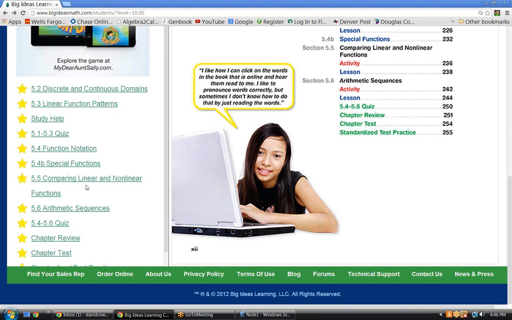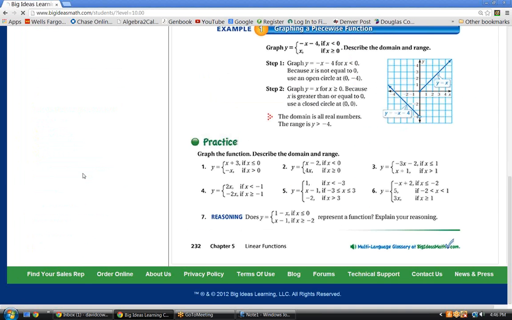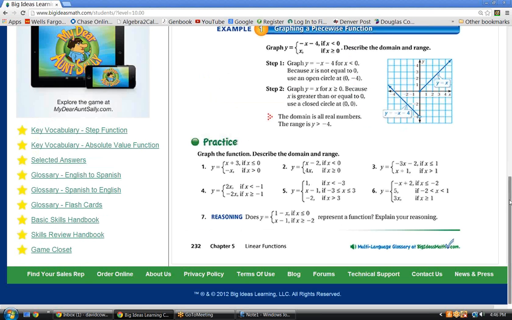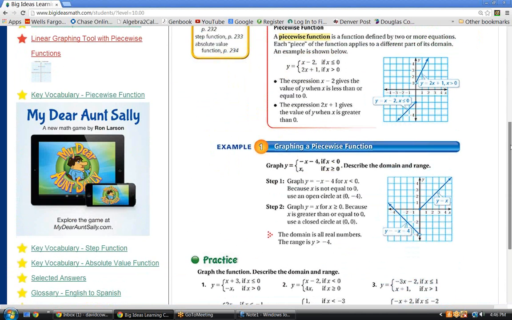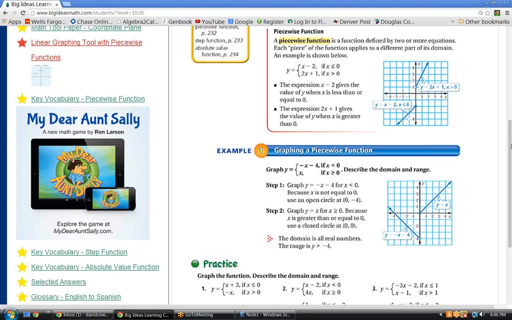Let's see, that was function notation. Let's look at special functions. Have you ever heard of a piecewise function? It's called a piecewise function. No, I have not. Okay. Well, here's a good example of one.